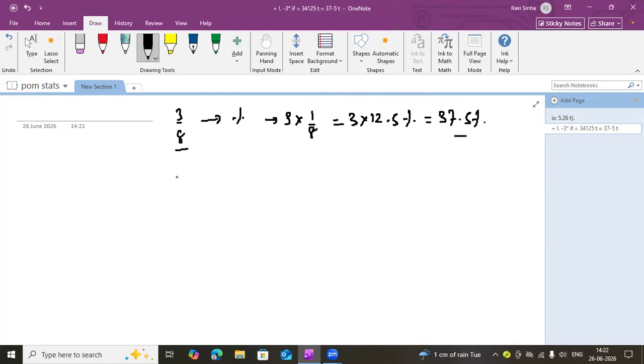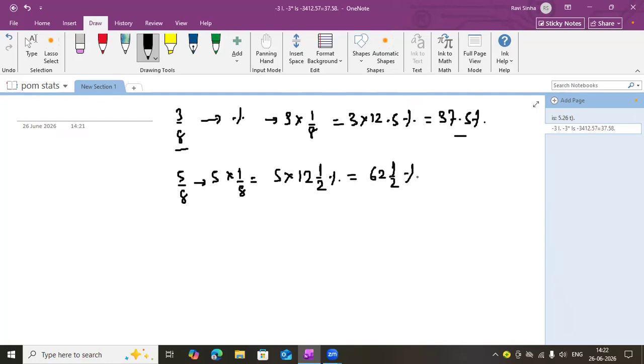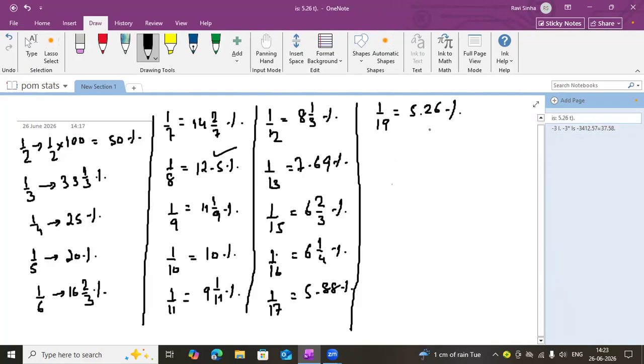So easily 3 by 8 has been converted into a percentage value. Similarly, for 5 by 8, how do we convert this into percent? 5 by 8 can be written as 5 into 1 by 8, which is 5 into 12 1 by 2%. This is 62 1 by 2%. So we have seen how easily fractions can be converted into percentage values by just remembering these 15 16 values. These values are of utmost importance to remember.